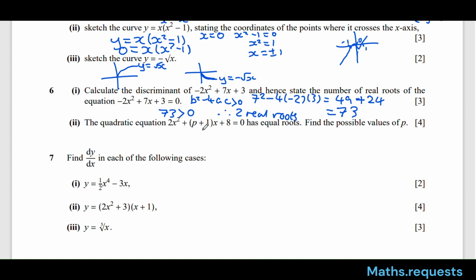The quadratic equation 2x squared plus (p plus 1)x plus 8 equals 0 has equal roots. Find the possible values of p. So equal roots means it only has one real root. So that means b squared minus 4ac, the discriminant, equals 0.